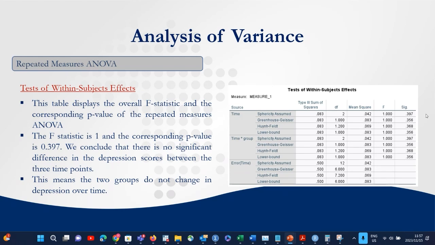And then we can see that the p-values are high. So we can say there is no significant difference in the depression scores. Here, the scores that you see are about depression. This is just a hypothetical data set. Which means that the means of the two groups do not change. The depression doesn't change over time.